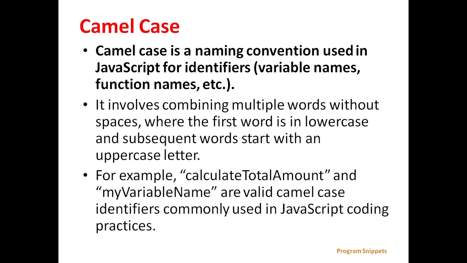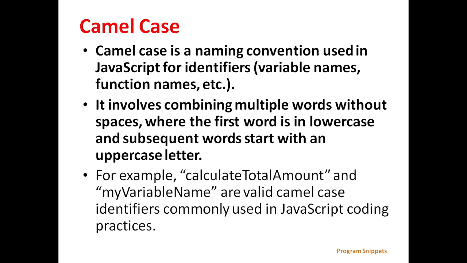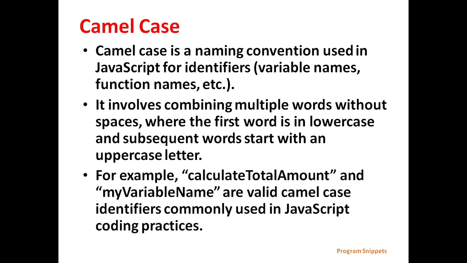And camel case is a naming convention used in JavaScript for identifiers. It involves combining multiple words without spaces, where the first word is in lowercase and subsequent words start with an uppercase letter. For example, calculateTotalAmount or myVariableName are valid camel case identifiers commonly used in JavaScript coding practices, where c is written in small case and T and A are written in capital case.